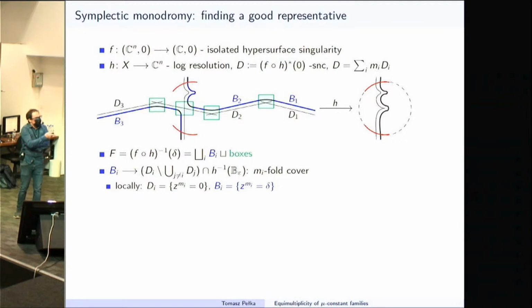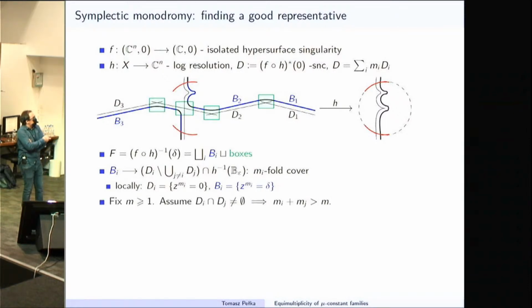So why is it possible? Well, at least topologically, if I define this Di by a local equation z to the mi, where mi is a multiplicity, the nearby fiber is given by z to the mi equals some small delta. So you see that this is an mi-fold cover. For technical reasons, I assume that I've blown up sufficiently many times so that whenever two divisors meet, the sum of multiplicities is bigger than my favorite number m. This can always be achieved by further blowing up.